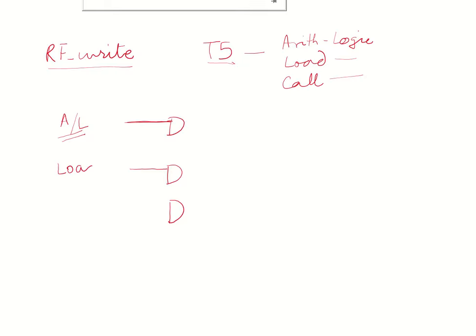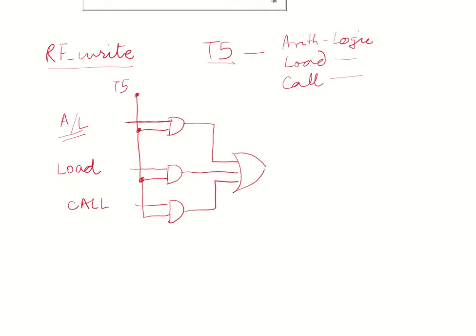Or if it is a load instruction, or if it was a call instruction, the output lines of the decoder for these particular instructions have been given as an input to these AND gates, plus the output from the step counter whenever the state of the counter is T5 is also sent to these AND gates. The output of these AND gates can be sent to an OR gate.